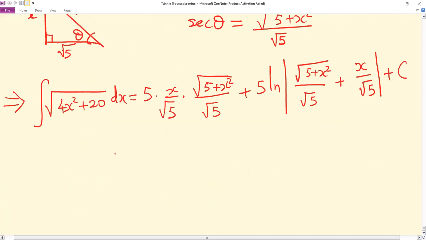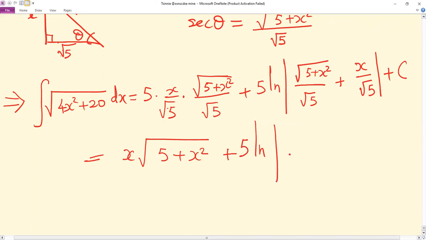This simplifies to, now root 5 times root 5 is 5, so the 5 times this 5 cancels out. So we'll have x times the square root of 5 plus x squared plus 5 ln of, they have the same denominator, root 5, then root of 5 plus x squared, then plus x.